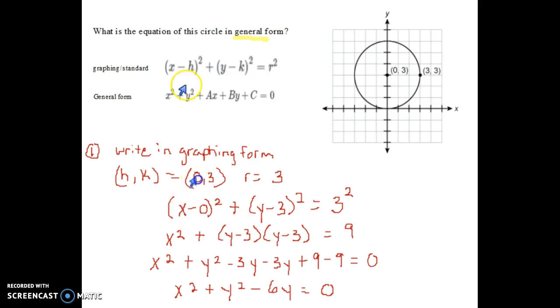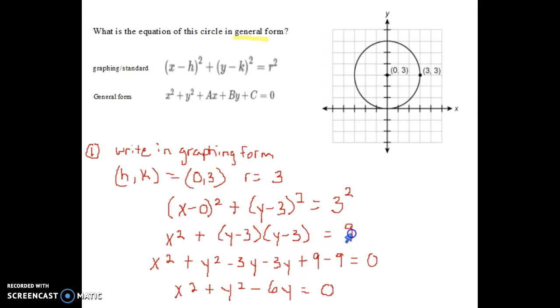So now I'm going to put it into my graphing form here. So x minus, well, my h is just 0, right? So x minus 0 squared plus y minus 3 squared, and then my radius is 3 squared. So now I'm going to expand these. So this one I don't really have to expand, right? X squared, x times x is simply x squared. Y minus 3 times y minus 3 is this here. So here I've expanded this. Y times y is y squared minus 3y minus 3y here, and negative 3 times negative 3 is positive 9.